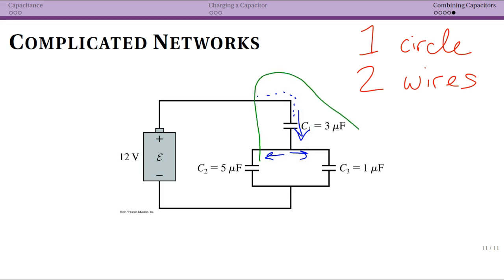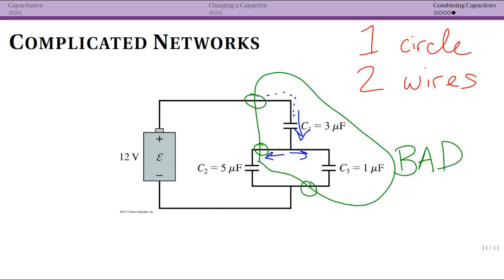Let's say I draw this. How many wires is it? And when I say cut wires, I just mean intersect. It's intersecting once there, twice, three times. So this is bad. This is not a good way to group your capacitors. And notice what I was doing here was grouping capacitor 1 and capacitor 3. So this would be a bad one. Do not do that one.